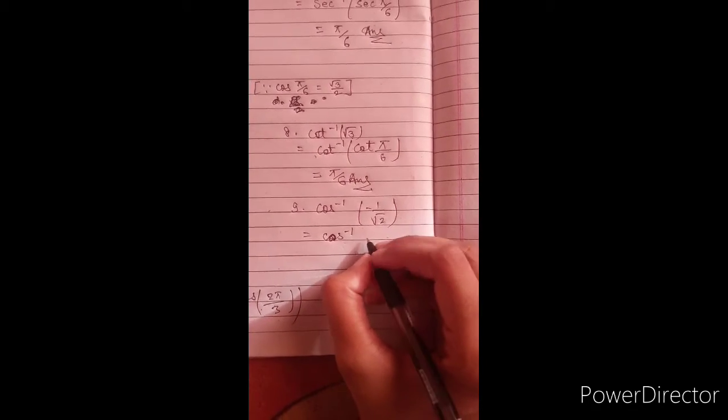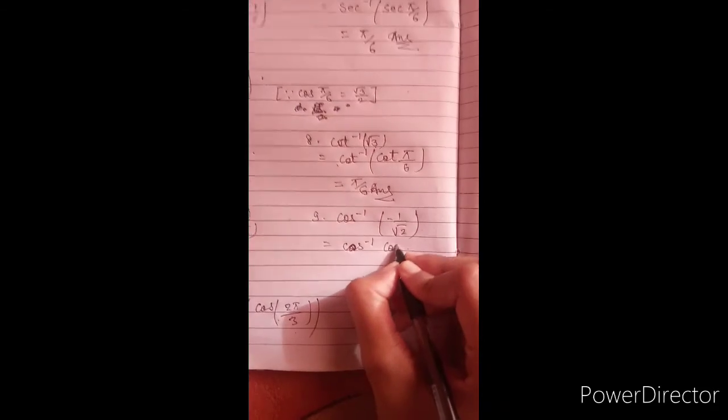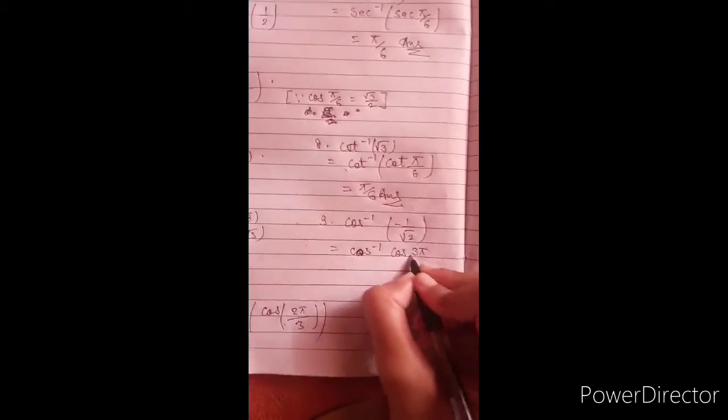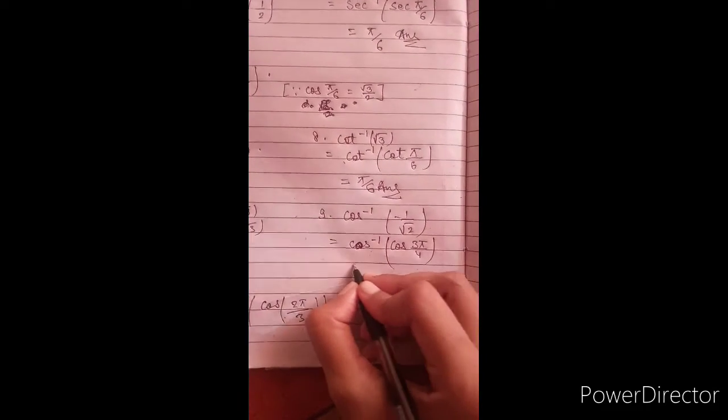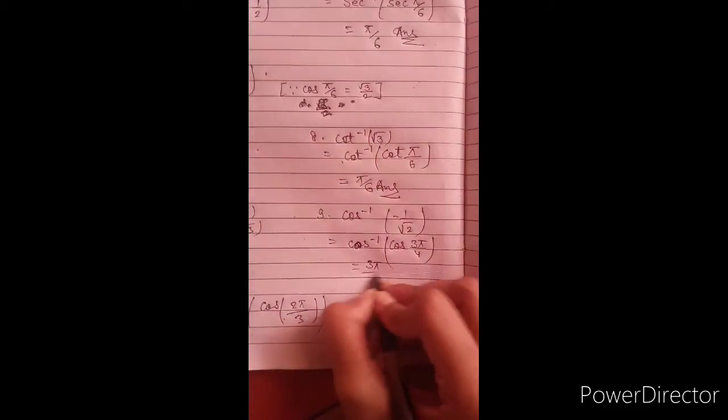Now put cos 3 pi by 4. Now the answer is 3 pi by 4.